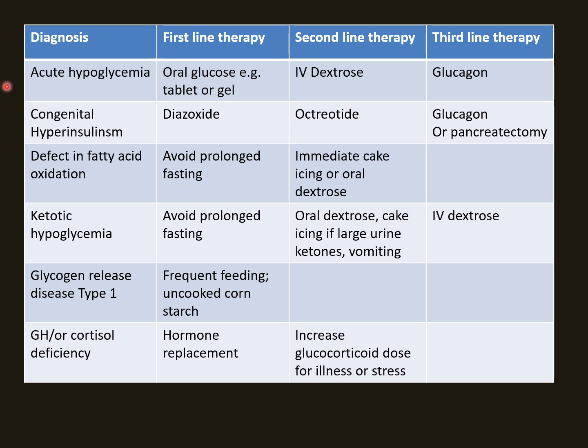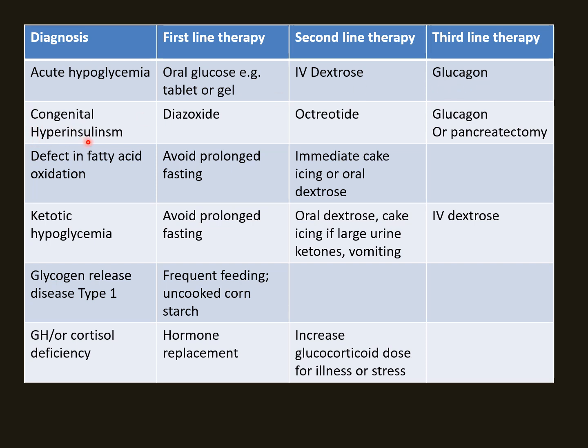This is a summary of treatment for different cases of hypoglycemia. Acute hypoglycemia is generally treated with oral glucose, oral tablet or gel, if the patient is conscious and able to drink. If the patient is in the hospital, presents with hypoglycemia and has IV access, IV dextrose is preferred over glucagon. If the patient is unconscious or unable to drink oral glucose, glucagon will be the option.